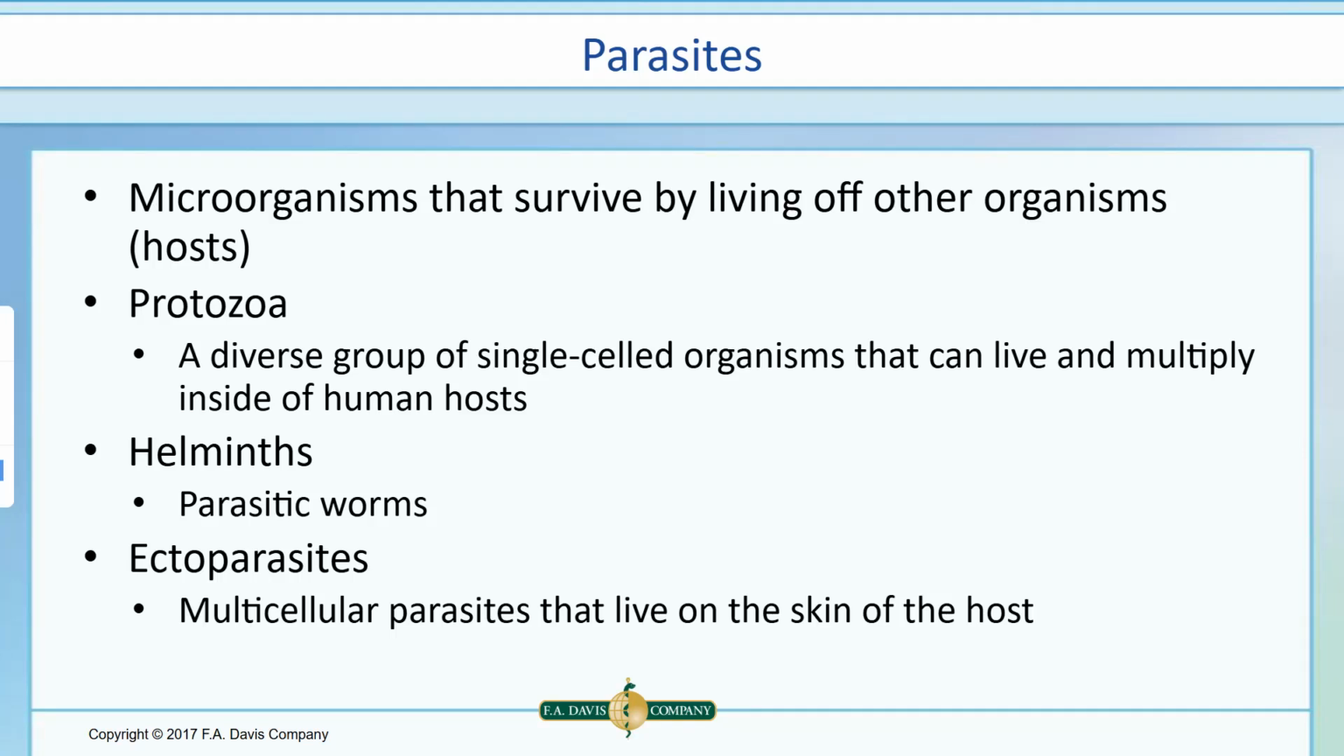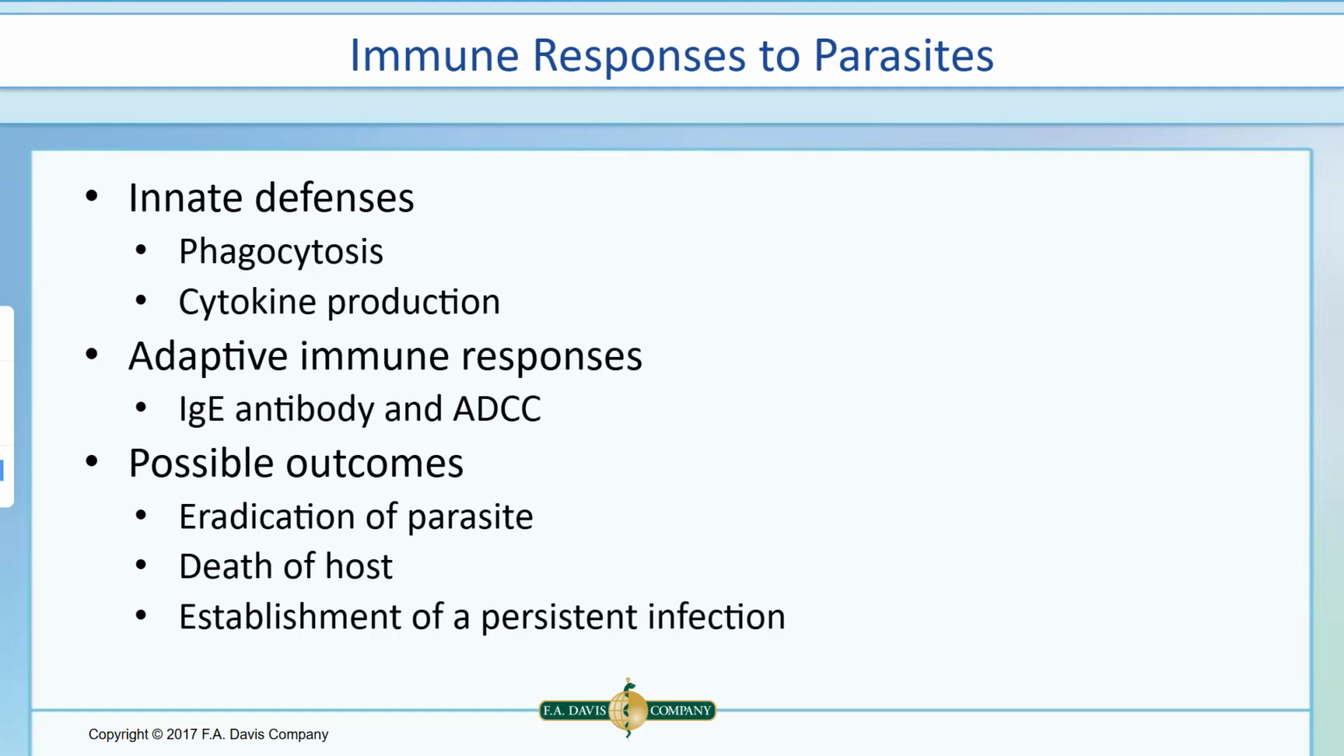Protozoa are single-celled organisms that can live and multiply inside of human hosts. Helminths are going to be worms. They're multicellular, and their eggs are usually easily identifiable, as well as some of their body parts. And then ectoparasites would be multicellular parasites that live on the skin of the host.